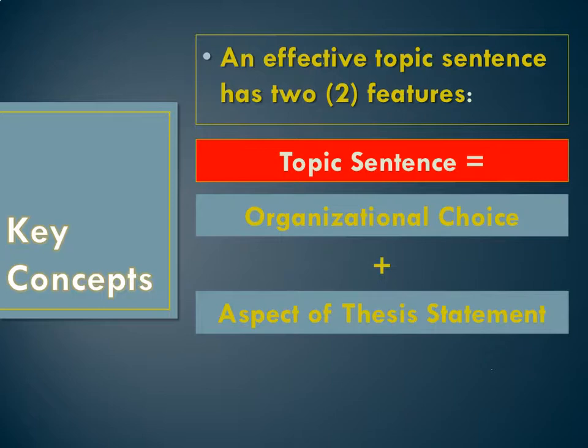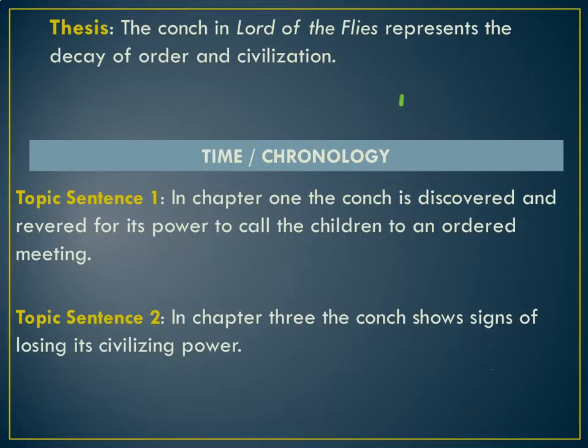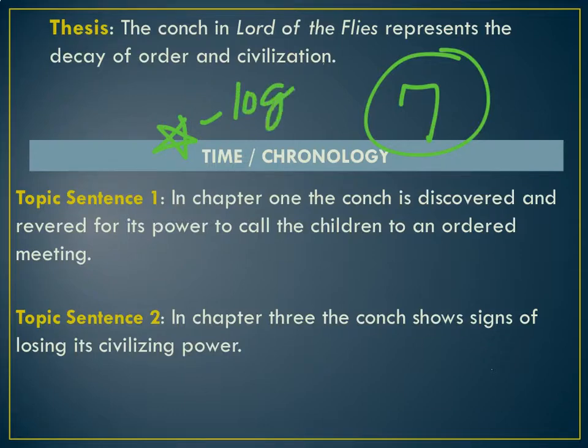So the formula for a very effective topic sentence then is an organizational choice plus an aspect of a thesis statement. Again, you have 7 options for how you want to organize your examples into paragraphs into your essay. And your first option is time chronology, or if you remember, logos. This is an appeal to logos.